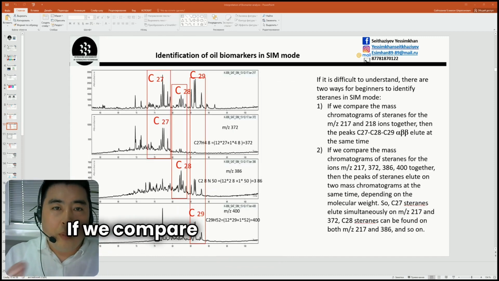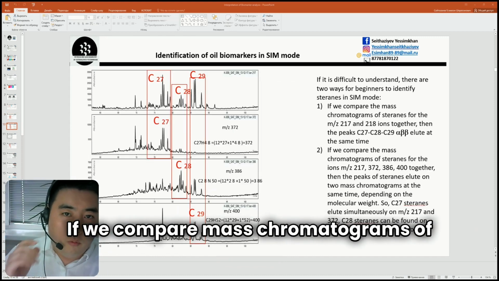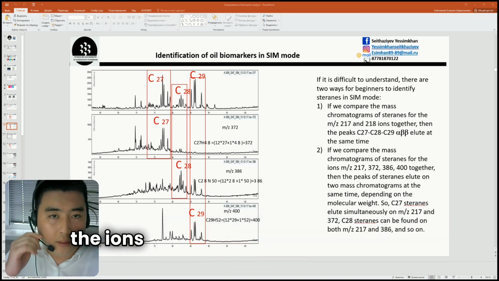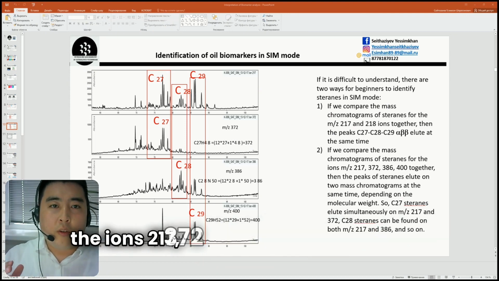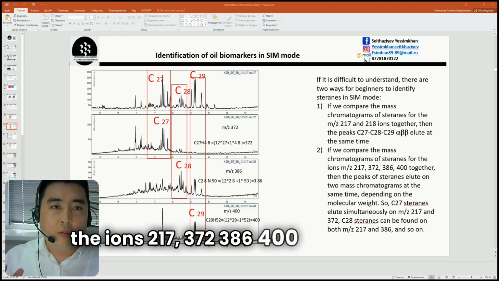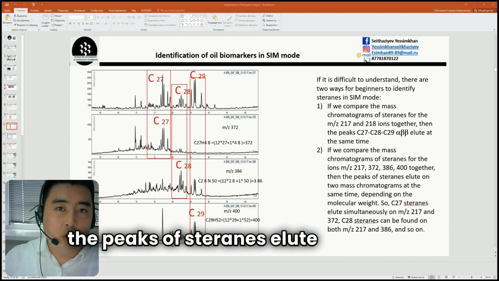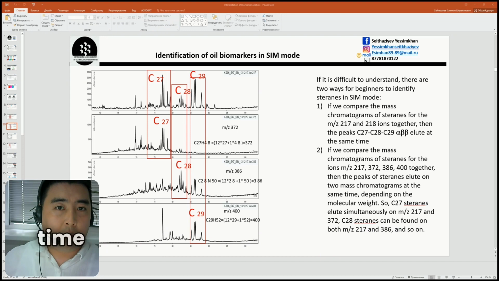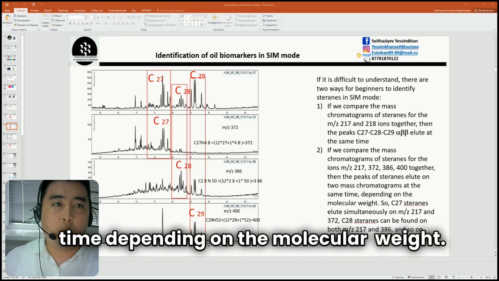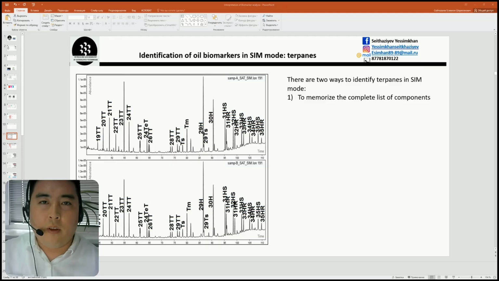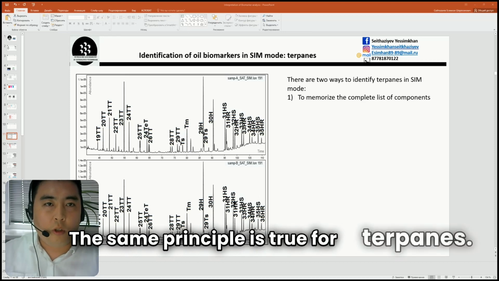If we compare mass chromatograms of steranes at the ions 217, 372, 386, 400 together, then the peaks of steranes elute at the same time depending on the molecular weight. The same principle is true for terpenes.